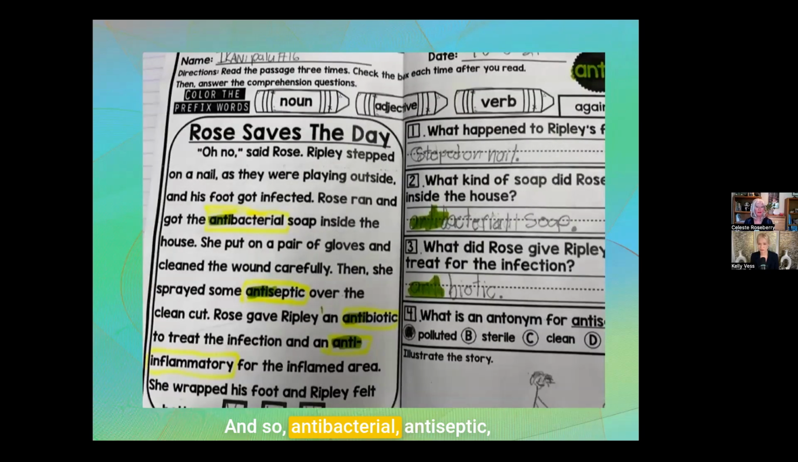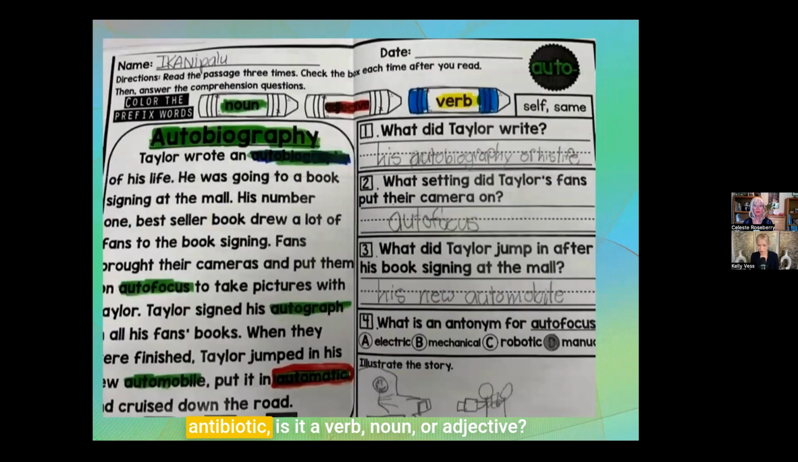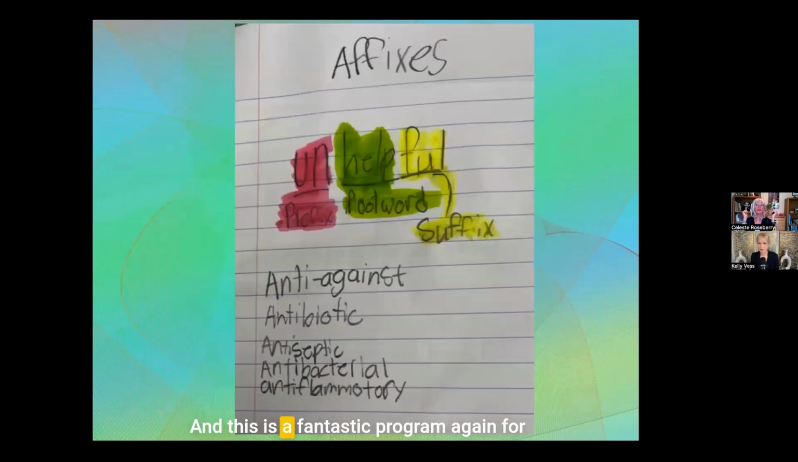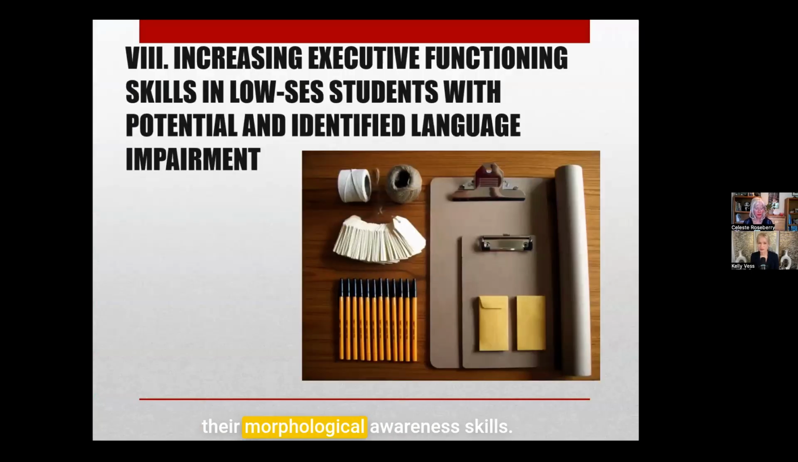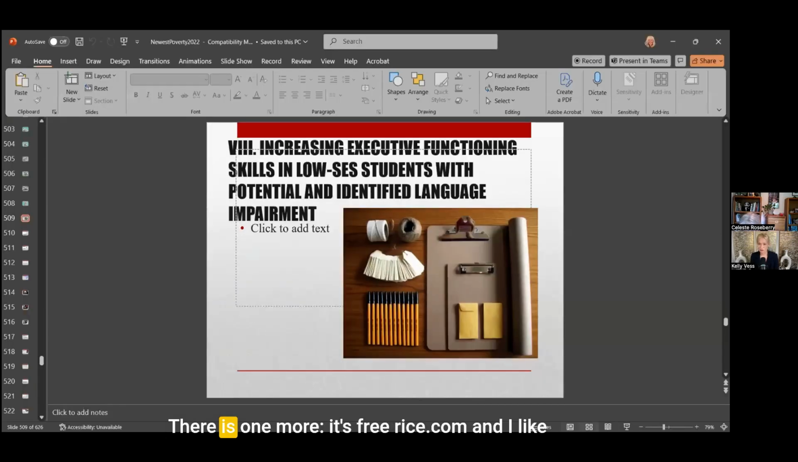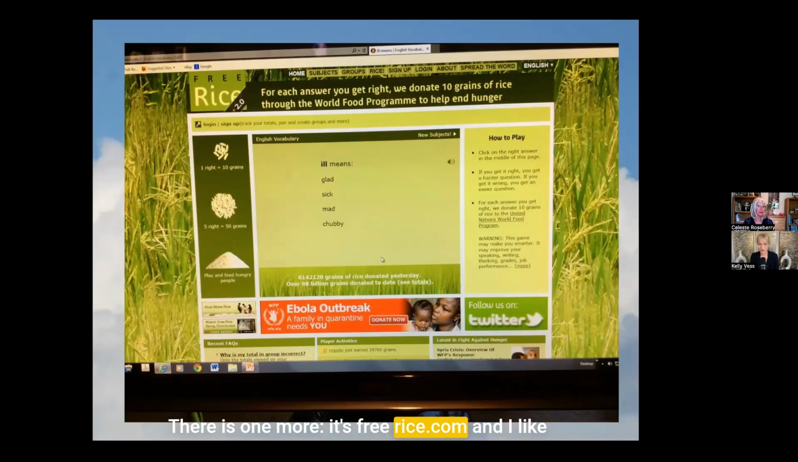And so antibacterial, antiseptic, antibiotic. Is it a verb, noun, or adjective? And this is a fantastic program, again, for our ELs and our kids in poverty to increase their morphological awareness skills. There's one more, it's freerice.com, and I like to play it too for myself, just the upper levels.